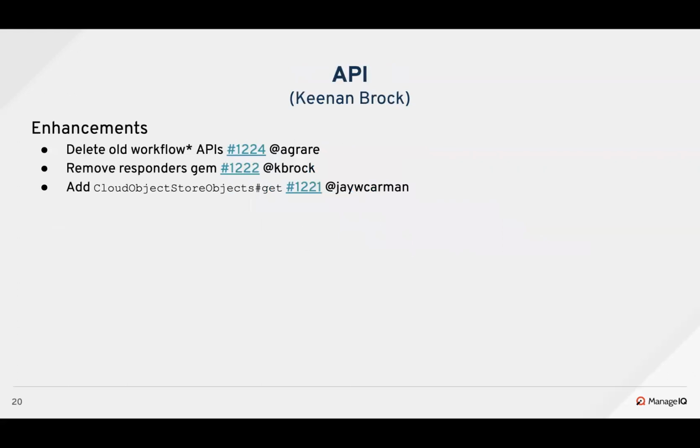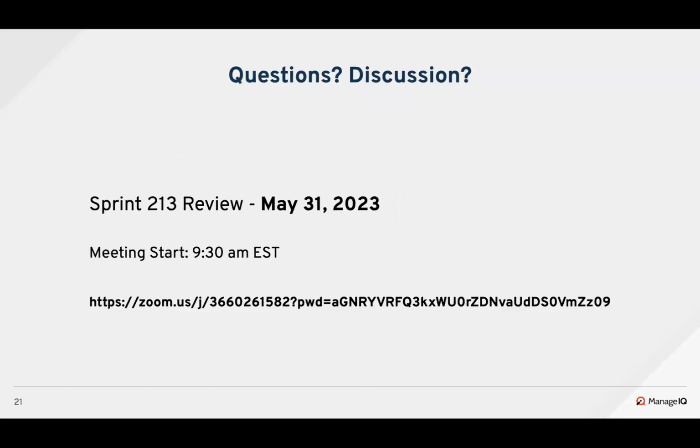Cool. So Adam deleted some of the old workflow API that's part of the workflow work. To get the responders gem out that Jason did, I removed some references in the API so that could go smoothly. Jay added support for GET for the Cloud Object Store objects. Okay, on to Jason for the rest.